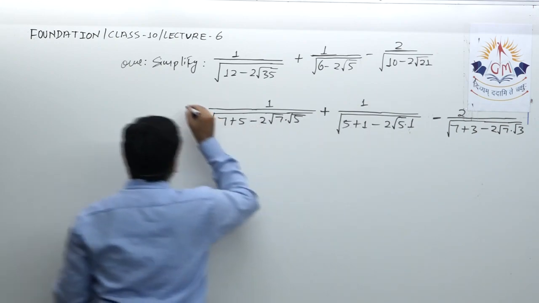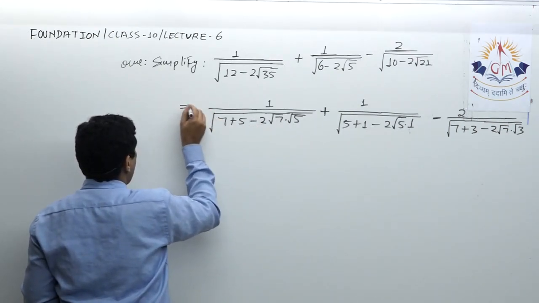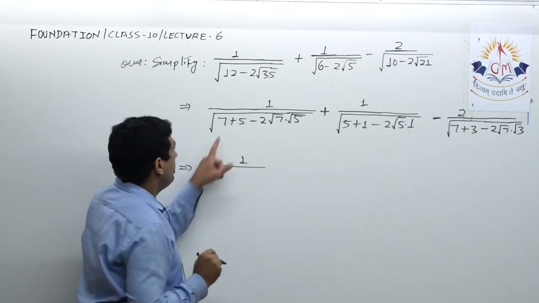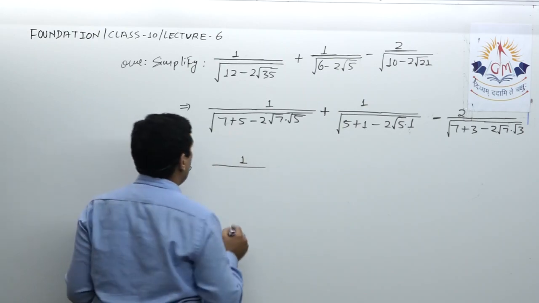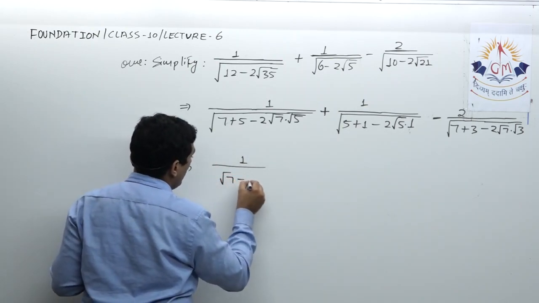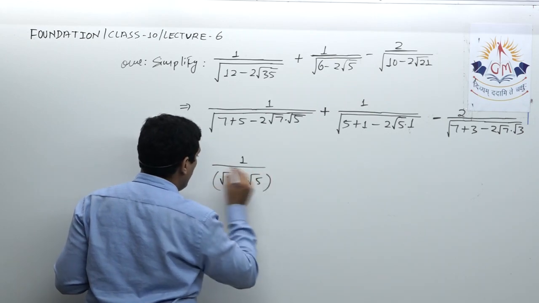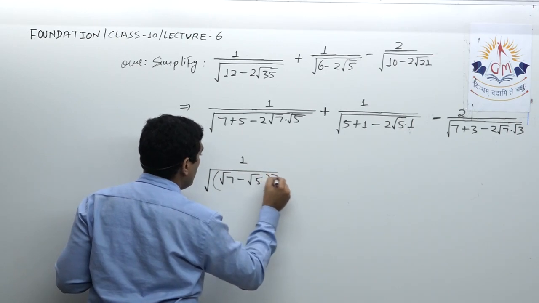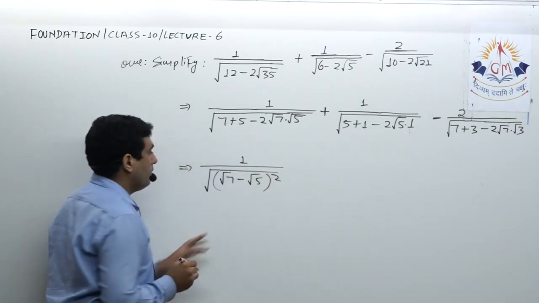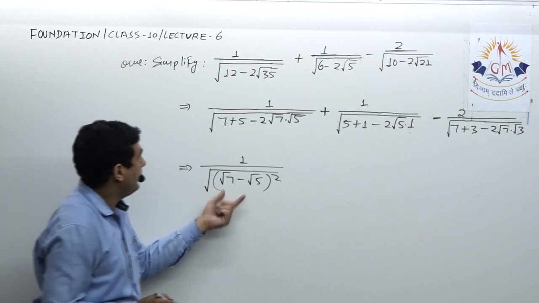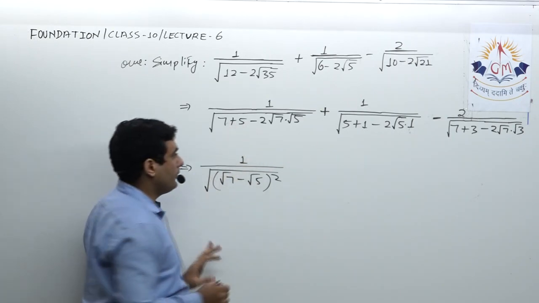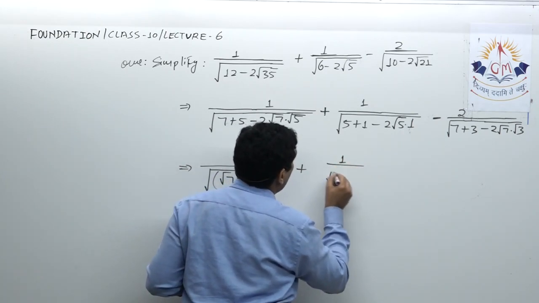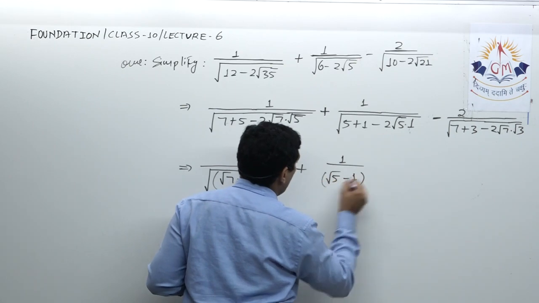Okay, so in next step it is 1 upon, see, root 7 root 5. So here I can write this is root 7 minus root 5 whole square. Okay, square root of 1 upon root 7 minus root 5 whole square. Here it should be minus because there is a negative sign. Similarly over here you will get 1 upon root 5 minus 1 whole square.